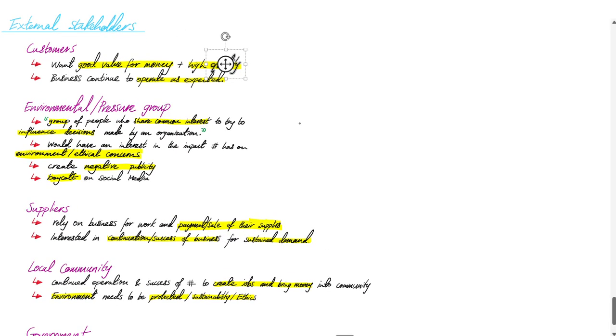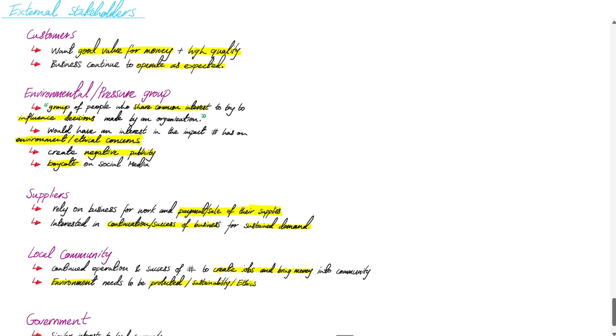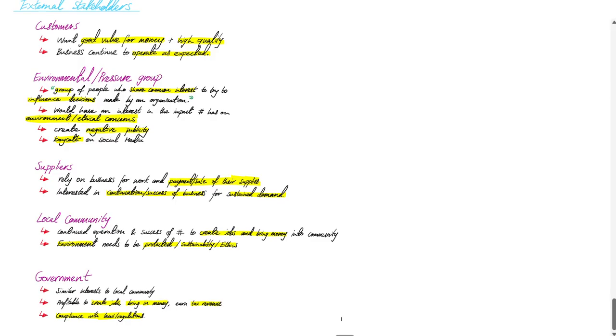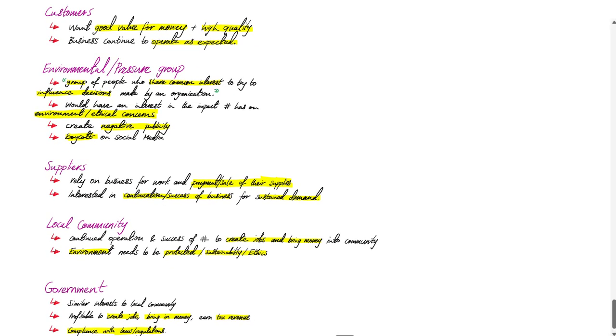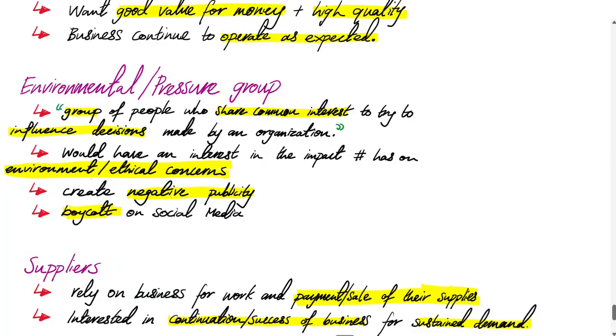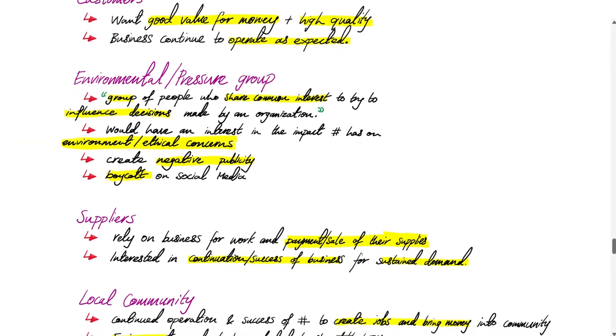And explain why, which is going to need an application to the case study. We don't have that right now, but you can develop your answers, and based on the case study you see in the exam tomorrow or the day after, you're going to put that into your answers. Best one here, environmental pressure group. We have a group of people who share a common interest to try to influence decisions made by an organization. We covered this in the previous video, so go check that out.